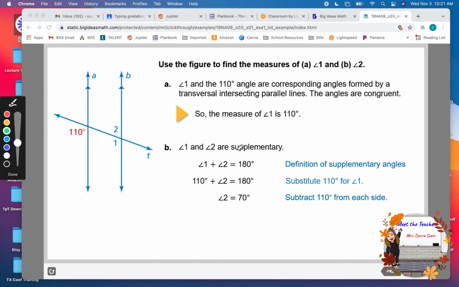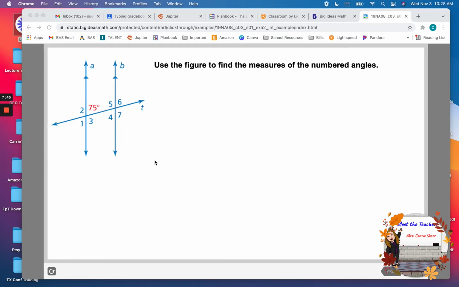All right. Has everybody got this? I'll pause for a minute. Go work on your try-its. All right, so we're going to use the figure. This is example 2. Put it in your journals. We're going to use the figure to find the measures of the numbered angles.